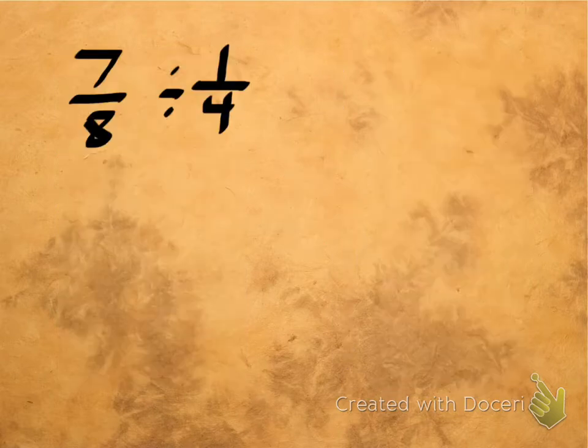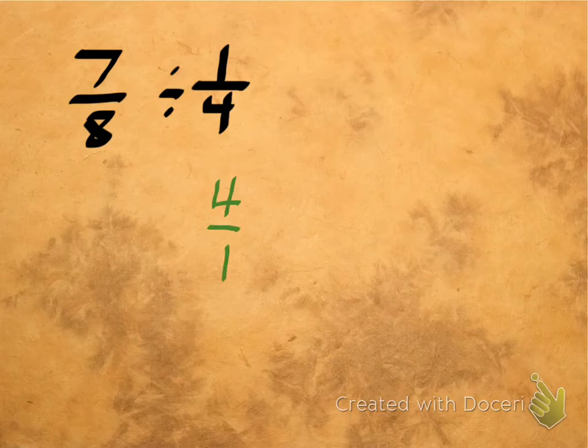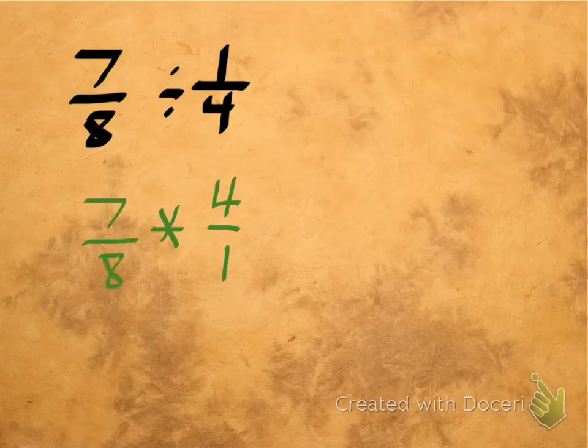So if we have 7/8 divided by 1/4, what are we going to change this into, guys? We're going to 4 over 1. Right, so we're going to change the 1/4 into 4 over 1. We're going to change the divide sign to times. And what did we say happens to the first fraction? It stays the same. So we get 7/8.